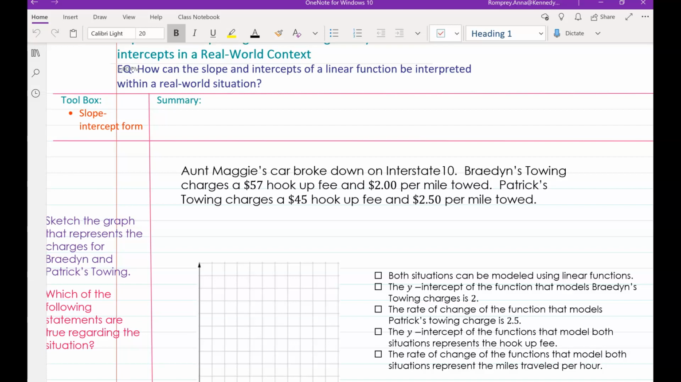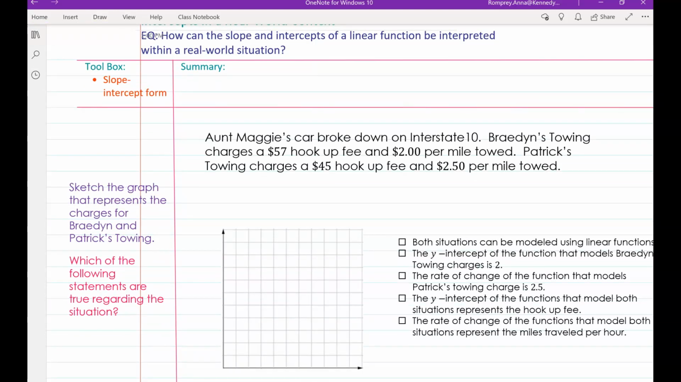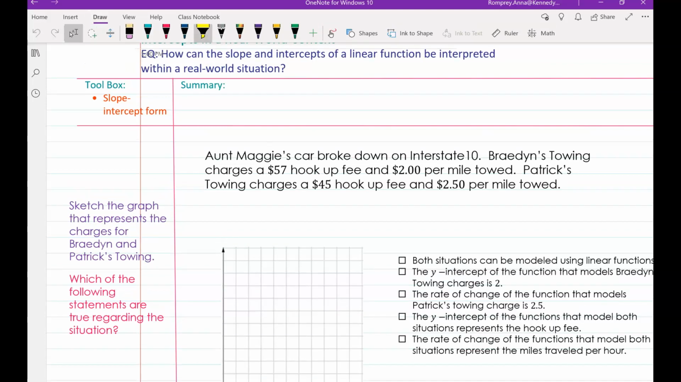Braden's towing charges $57 hookup fee and $2 per mile towed, while Patrick's towing charges a $45 hookup fee and $2.50 per mile. So it wants us to sketch the graph that represents the charges for Braden and Patrick's towing. So if I start with Braden, okay, so Braden charges a $57 hookup fee and $2 per mile towed.